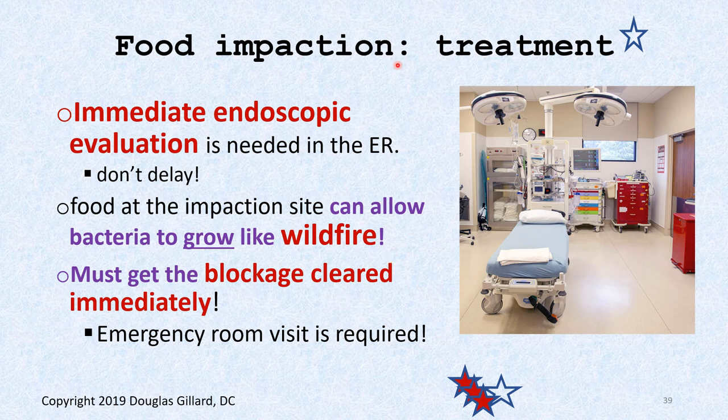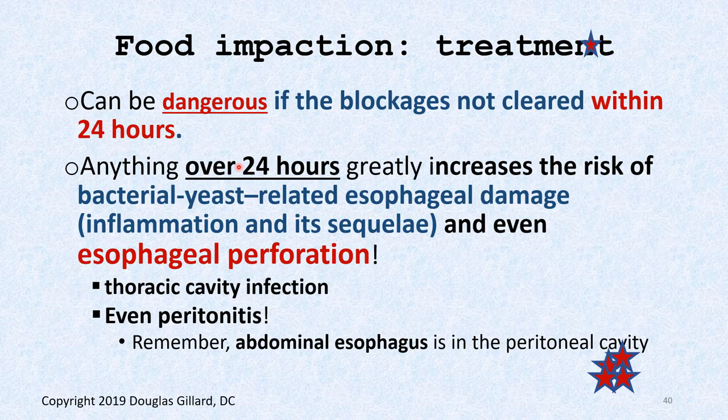What's the treatment for someone with a food impaction? They have to get to the ER within 24 hours or they risk damaging their esophagus permanently. The bacteria, you can imagine, from food getting stuck, grow like crazy and invade the esophageal wall, inflammation starts, and you can have a perforation from that. So you got to go to the ER. Anything over 24 hours, you start damaging your esophagus. And if this happens in the abdominal esophagus, you could get peritonitis from this.